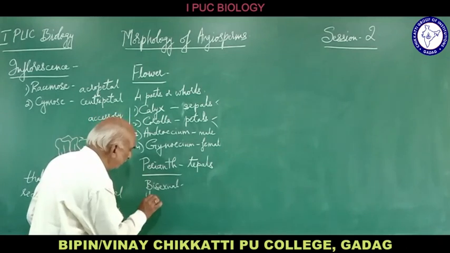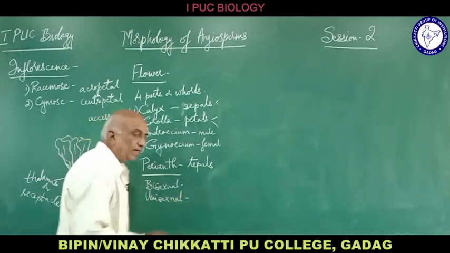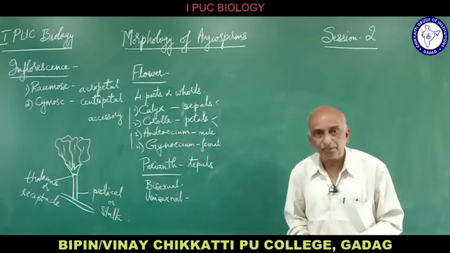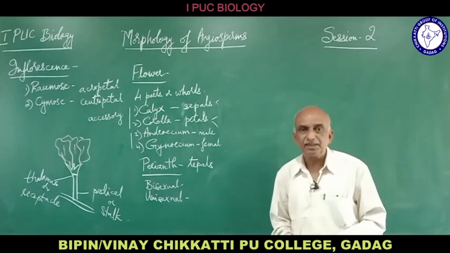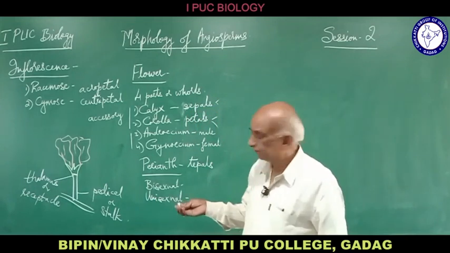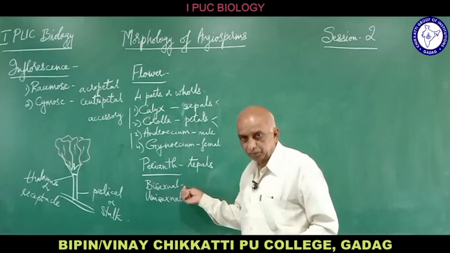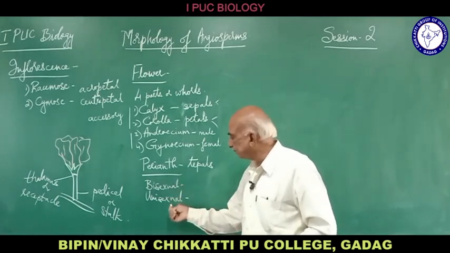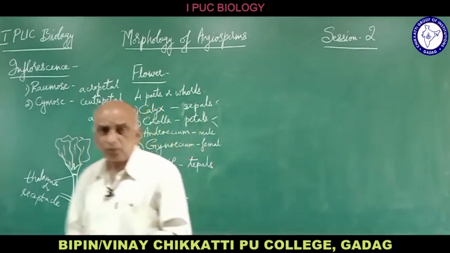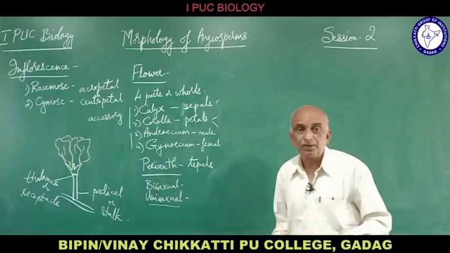Suppose only one is present, it is a unisexual flower, either androecium or gynoecium. If only androecium is present, it is a male flower. If only gynoecium is present, it is a female flower. Like that, androecium and gynoecium may be present both in the same flower, or they may be separate on different flowers, unisexual flowers. So again, coconut is one example. Papaya is another example where unisexual flowers are present.